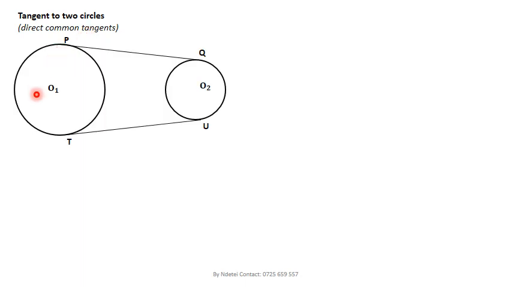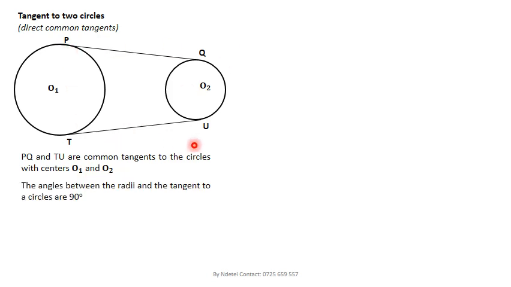Now, as we begin, we have before us 2 circles with center O1 and O2. We have PQ and TU, which are common tangents to the circles with centers O1 and O2, as it's seen there. Again, we know at this point that the angle between radius and the tangent of a circle is always 90 degrees. We said that in a previous lesson, like the angle between O1 PQ and the angle between O2 QP, they're both 90.